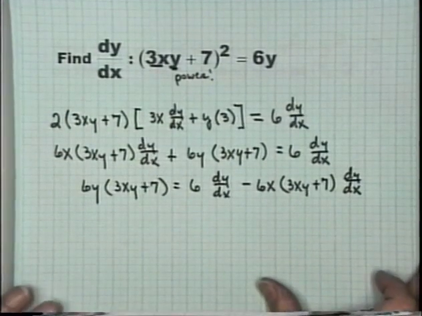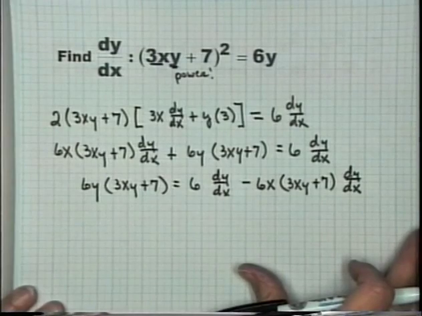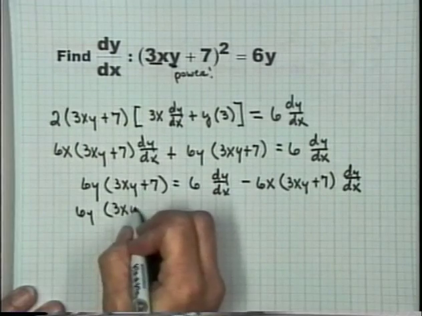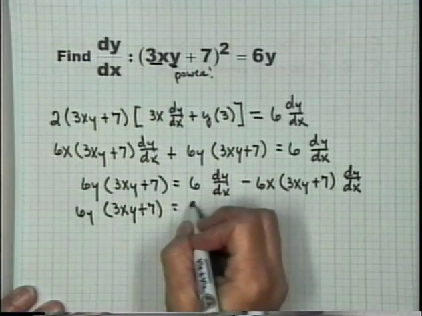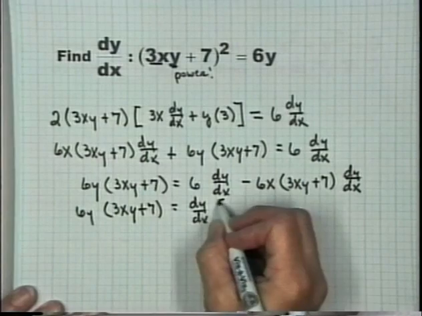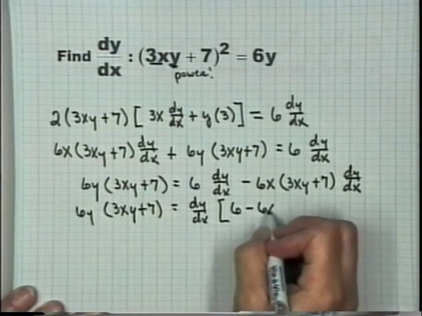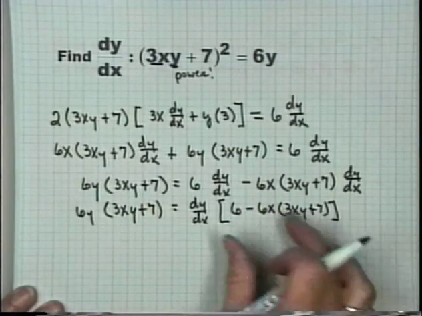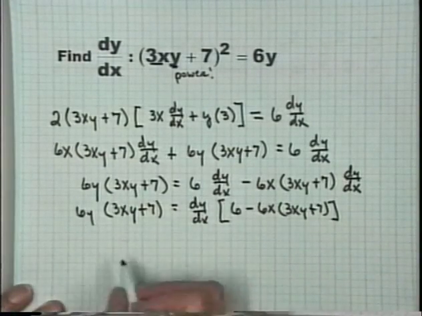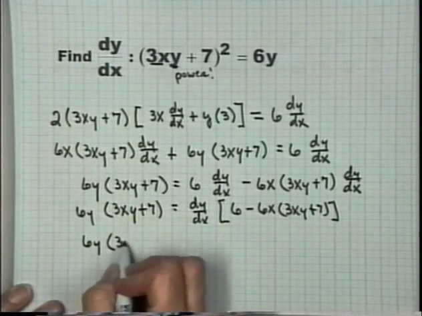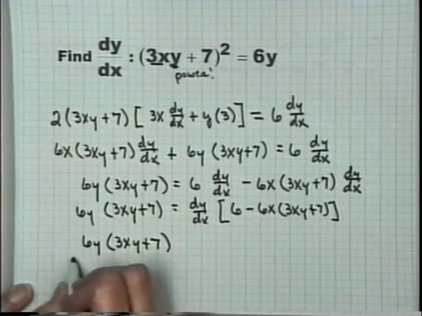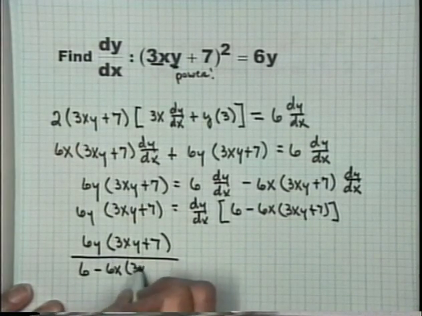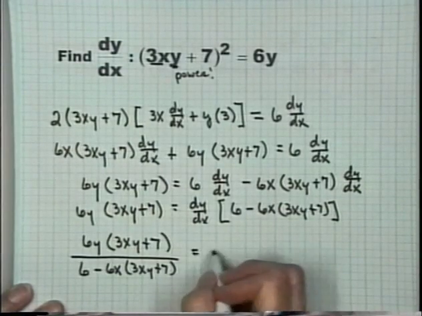Now, there's several things I could do to factor, but remember the objective is to solve for dy/dx. So, first of all, I'm just going to recopy this left-hand side, and I'm just going to factor out dy/dx on this side. So I'll have 6 minus 6x times (3xy plus 7). Okay? And to finish solving for dy/dx, we just need to divide by this. 6y times (3xy plus 7) is divided by 6 minus 6x times (3xy plus 7).